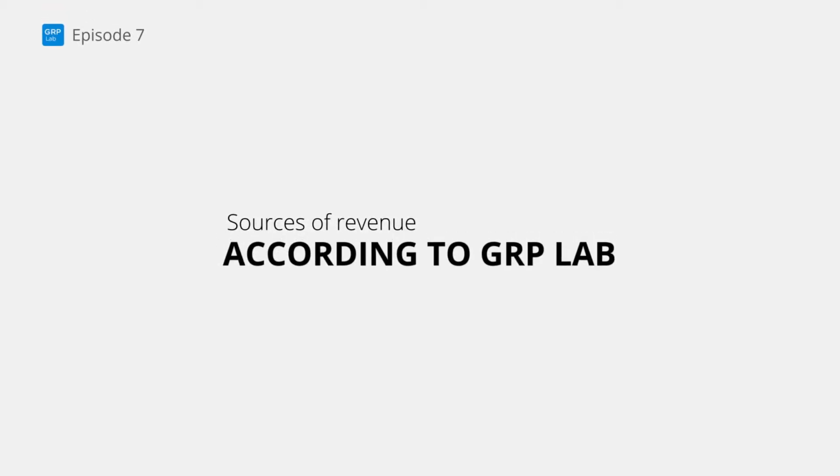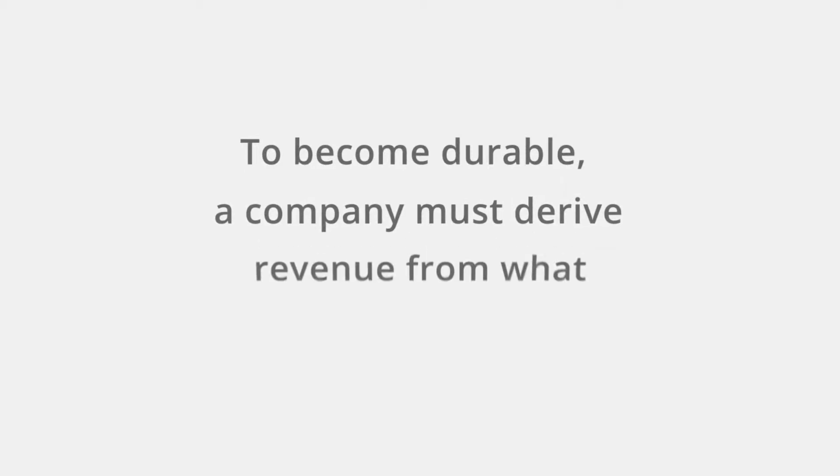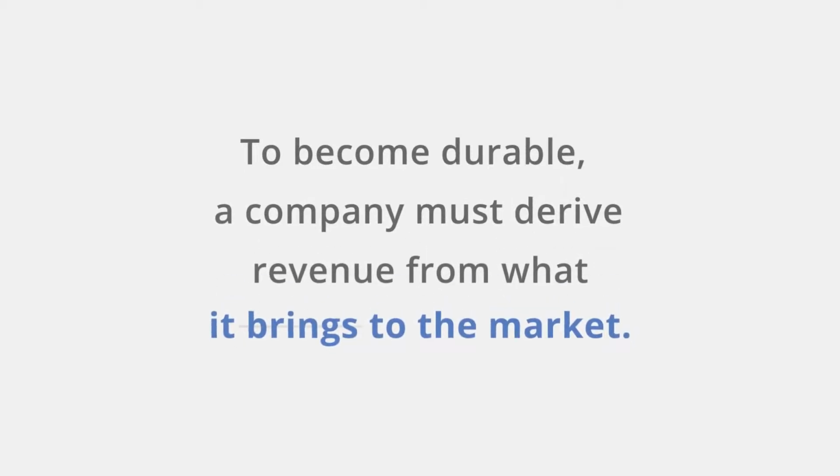Sources of revenue. To become durable, a company must derive revenue from what it brings to the market. The corresponding financial flows are usually expressed in terms of turnover. The company then identifies the sources through which it receives such revenue. This detail is expected, particularly when the user is not the payer.